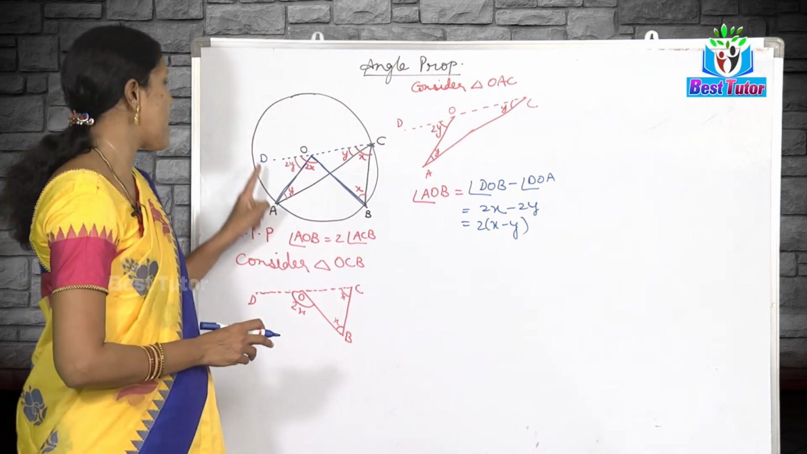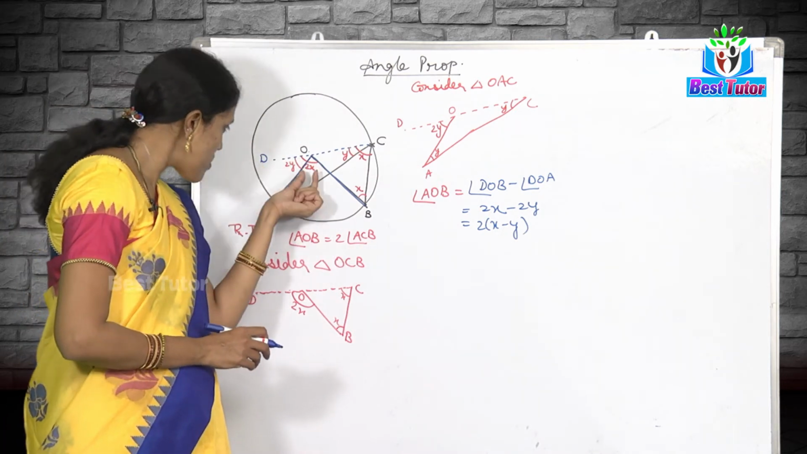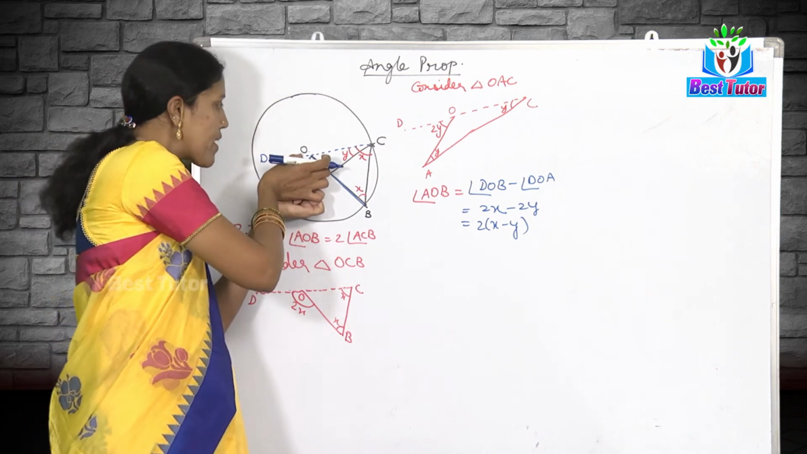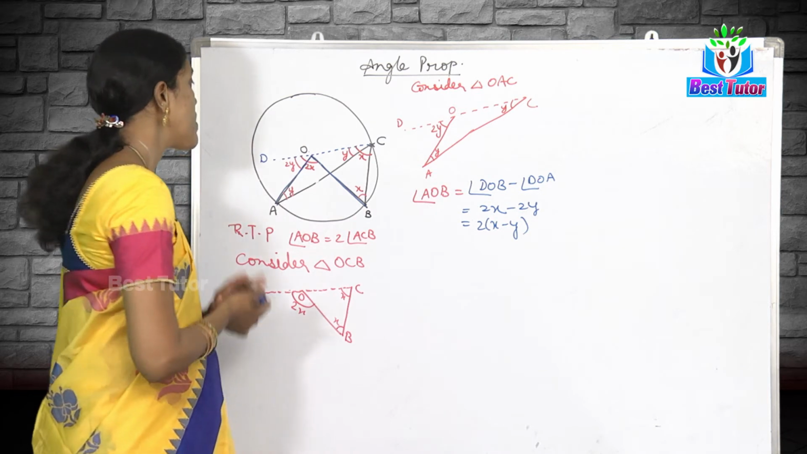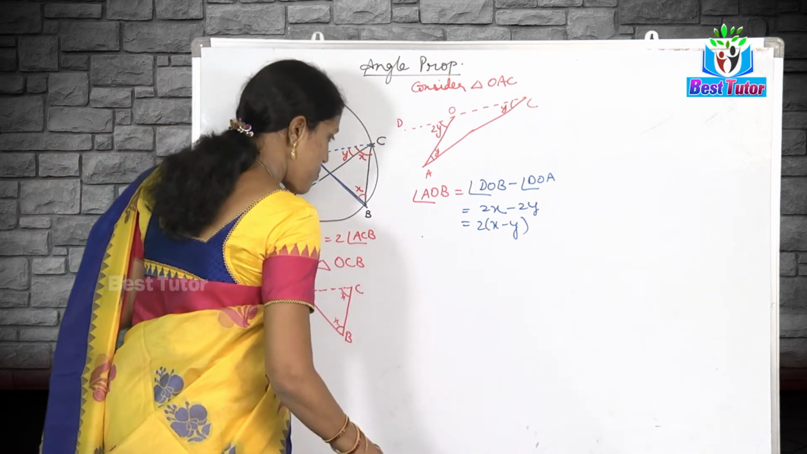I have to consider angle AOB. Angle AOB is only this part, which is equal to the bigger angle minus the smaller angle. So it's going to be 2x minus 2y. Very simple. Now what is angle ACB?